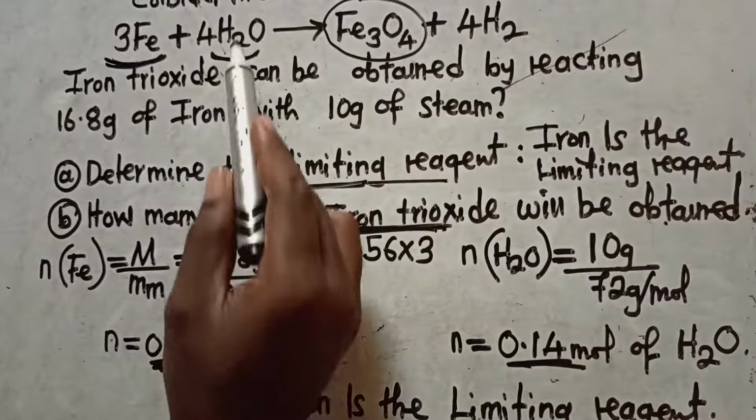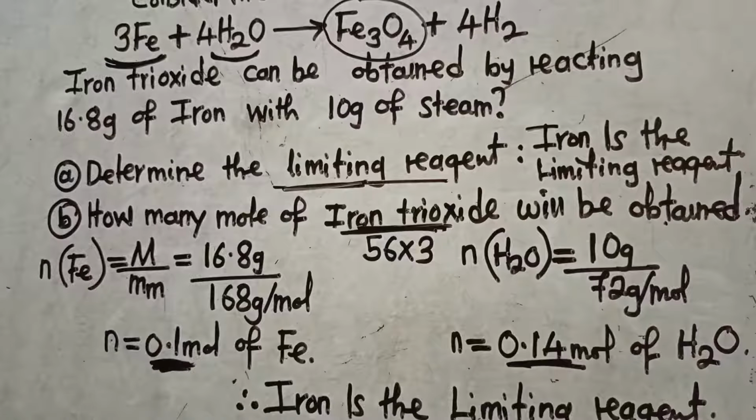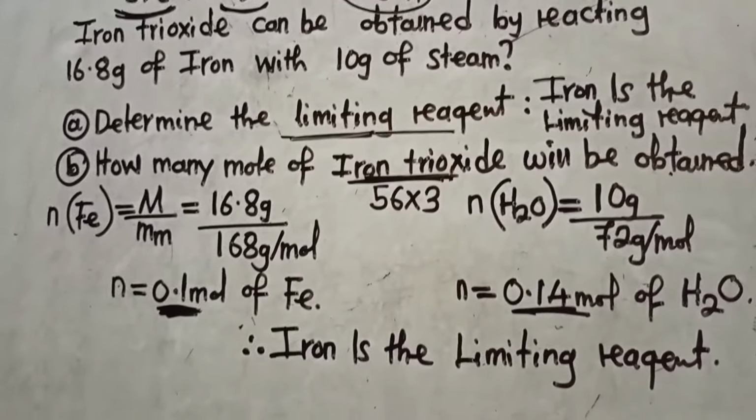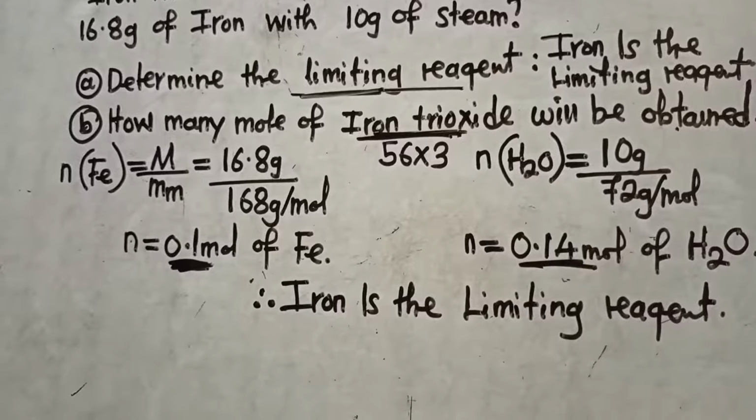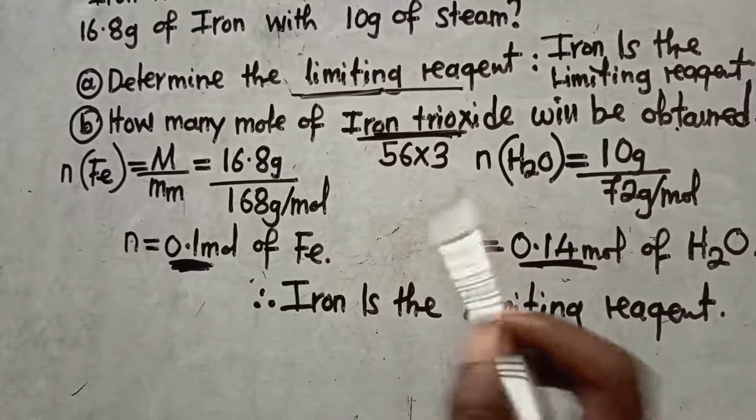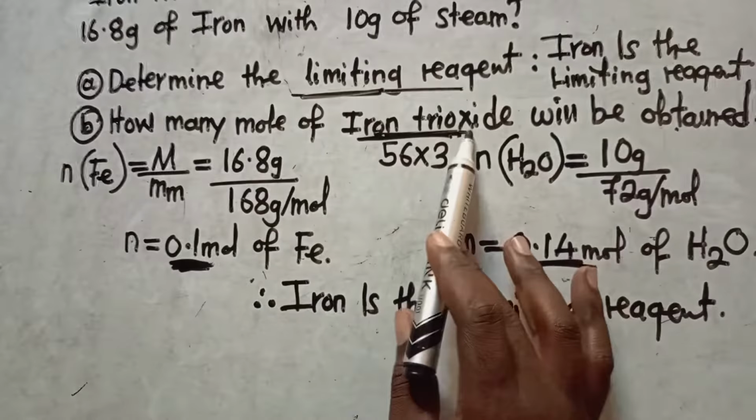We cannot use steam, because steam had some things that had to remain in it. That is the reason why we are not supposed to use it. So this is how you answer a question. This is what you need to do. So you say, okay, to answer this question, these are the number of moles that will be obtained in iron trioxide.